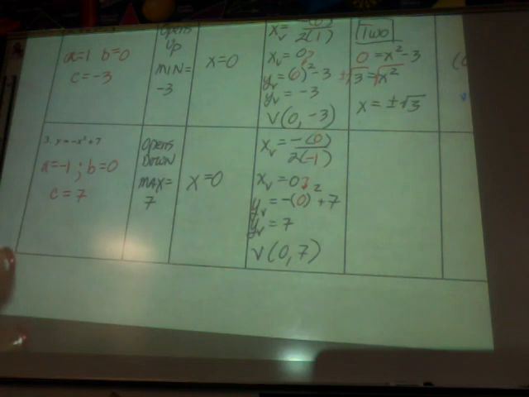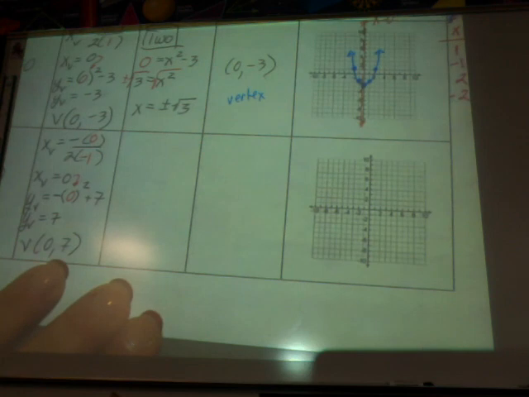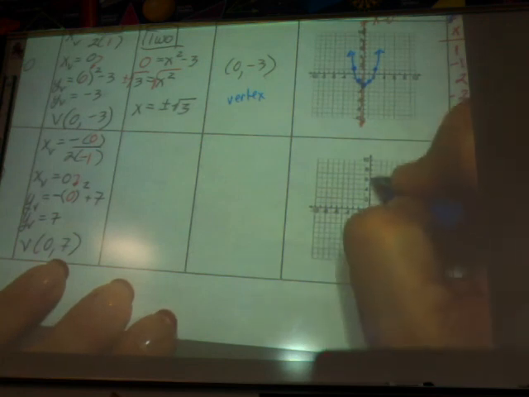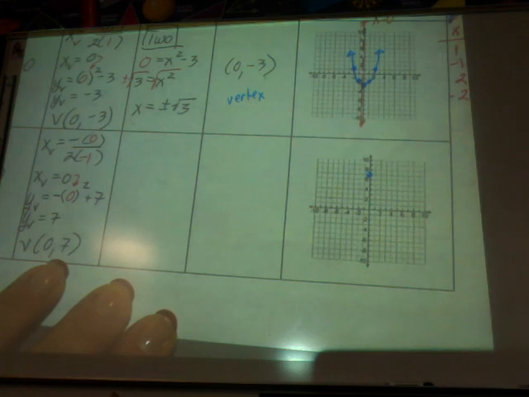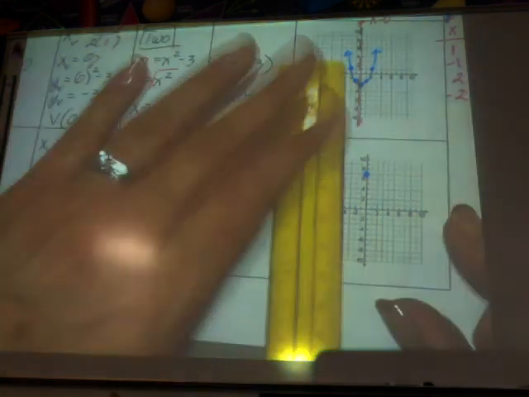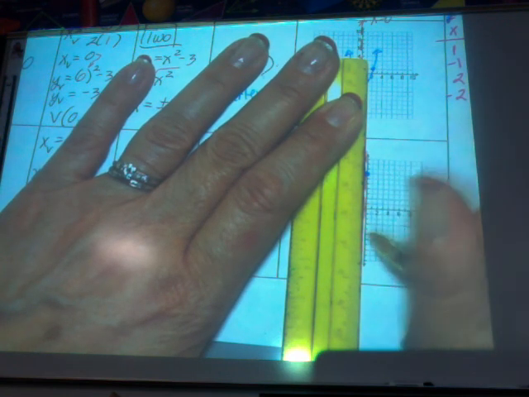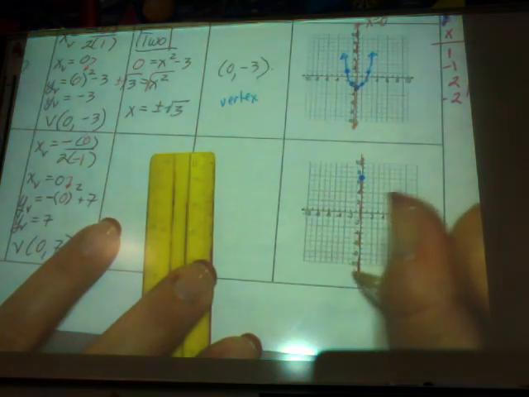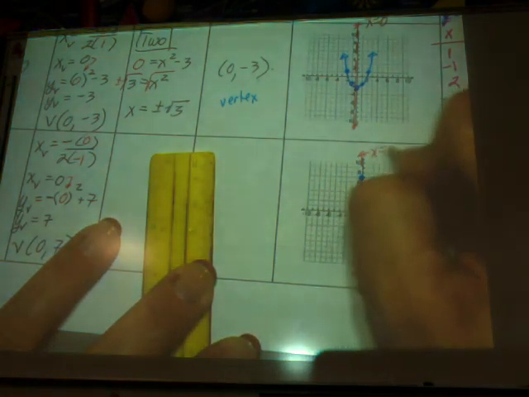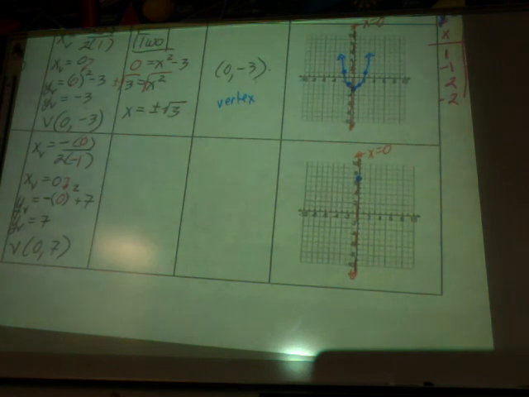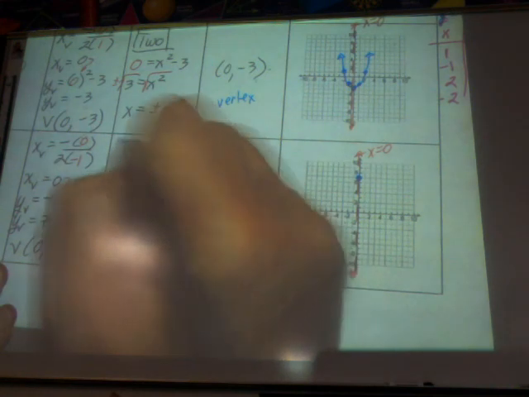7. Now we're ready to plot that vertex. So on your graph, you're going to plot to the right 0 but up 7 right there. Immediately put in your axis of symmetry as a dotted line, and you have to label it. It's got arrows on the end. X equals 0. Since my parabola opens down, how many zeros am I going to have? 2, 1, or none? 2. So I will have 2 zeros.